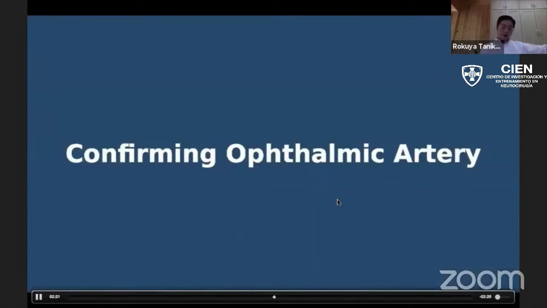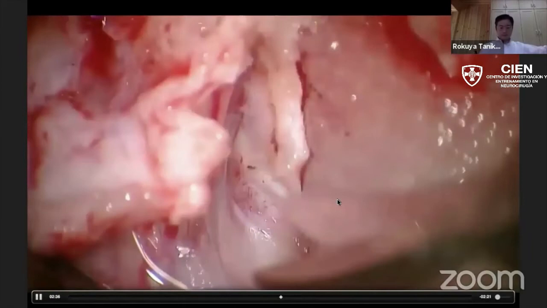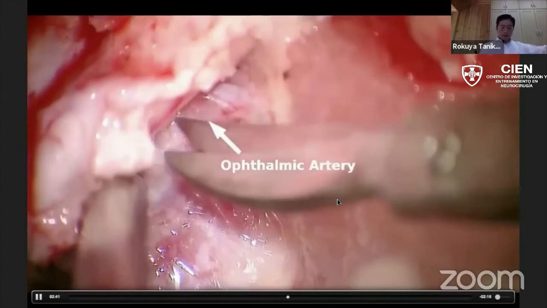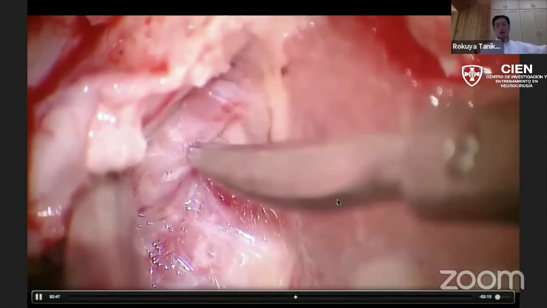Next, you can confirm the ophthalmic artery. Here, you can see this is the ophthalmic artery just below the optic nerve. It is coming into the optic canal under the optic nerve.